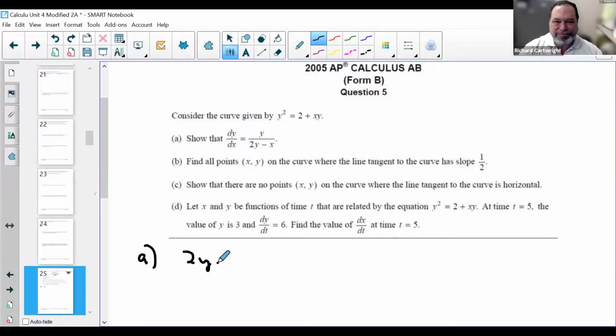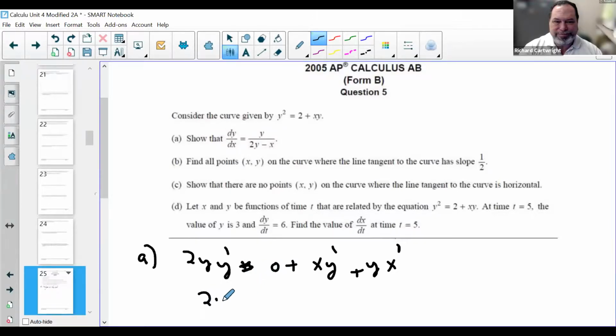2y, I'm going to cheat, y prime. That's it for that, please. Equals, what am I doing? Equals 0 plus product rule. The first times y prime plus the second times x prime. Okay, so that doesn't look too bad at all. I have two terms that have y prime in them.